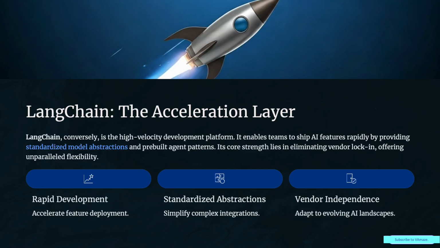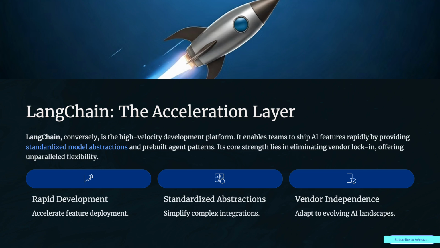LangChain, the acceleration layer. LangChain, on the other hand, serves as the high-velocity development platform. It's designed for teams that need to ship AI features rapidly without getting bogged down in low-level implementation details. The key differentiator here is the elimination of vendor lock-in. In a rapidly evolving AI landscape where new models and providers emerge constantly, being tied to a specific vendor's API or approach can be strategically dangerous. LangChain's abstraction layer means you can switch between different AI providers, experiment with new models, and adapt to changing market conditions without rewriting your entire application.